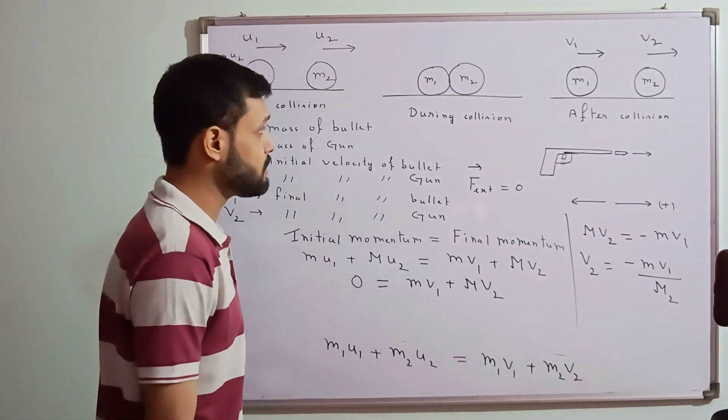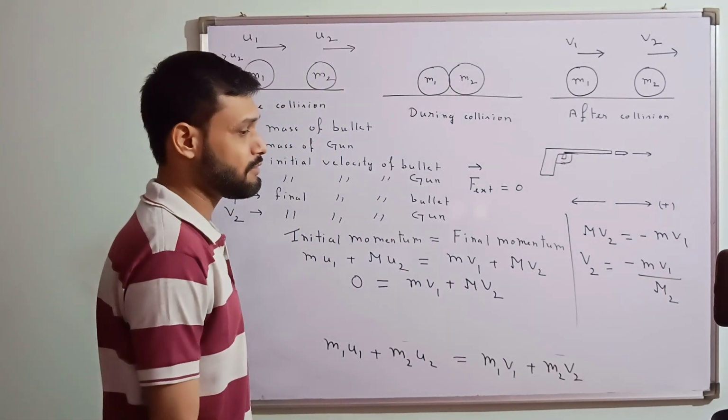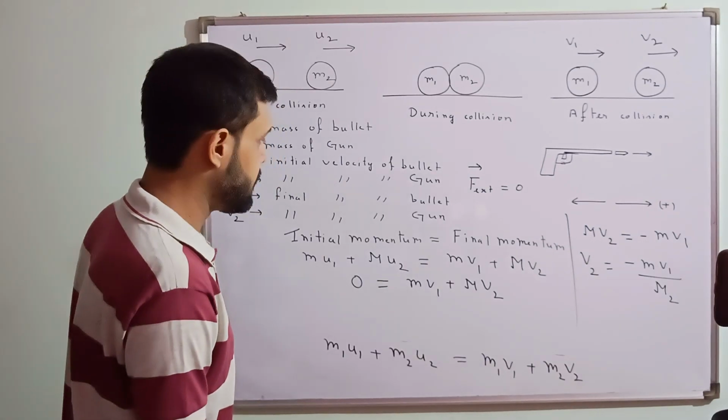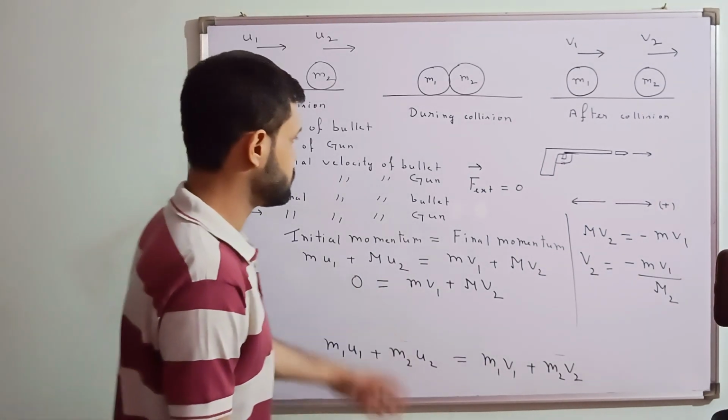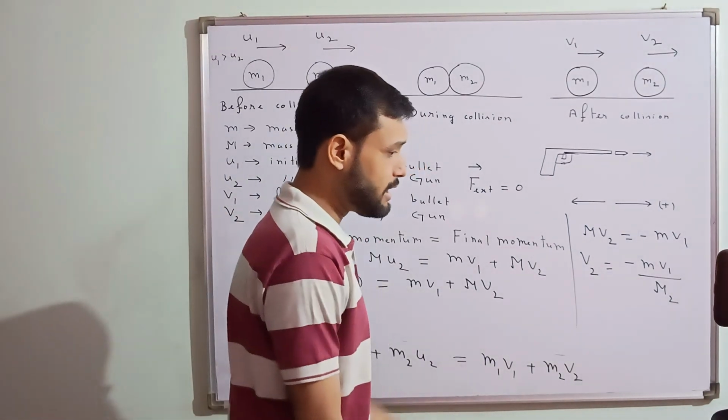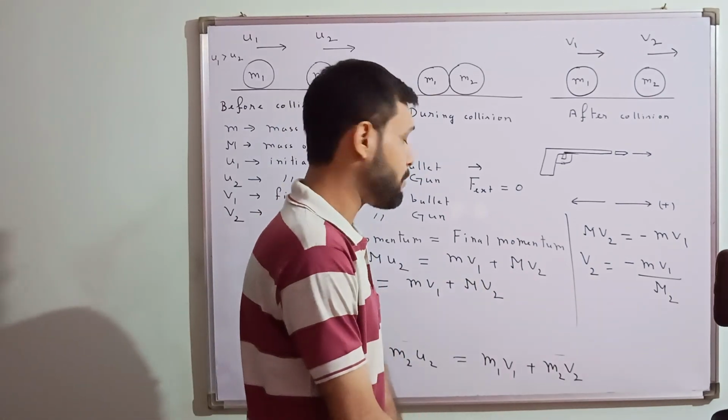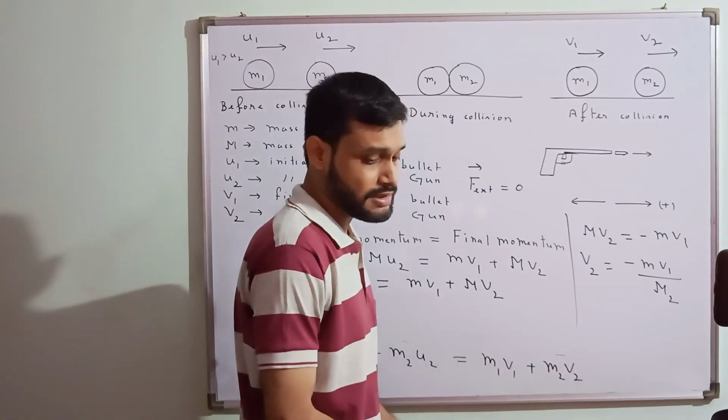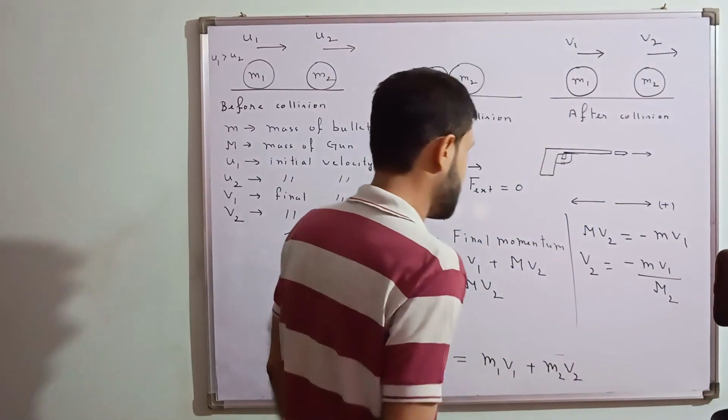So this is the very basic thing of momentum, the conservation of momentum. And if it is an n particle system, we can use the same result for an n number of particles in the system.